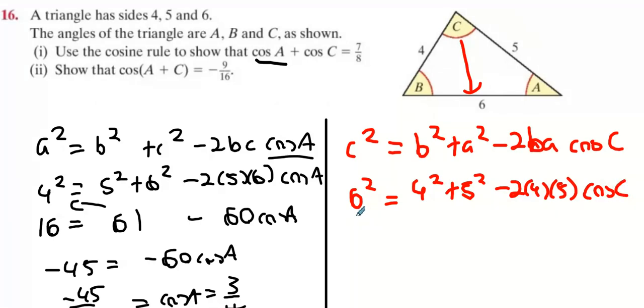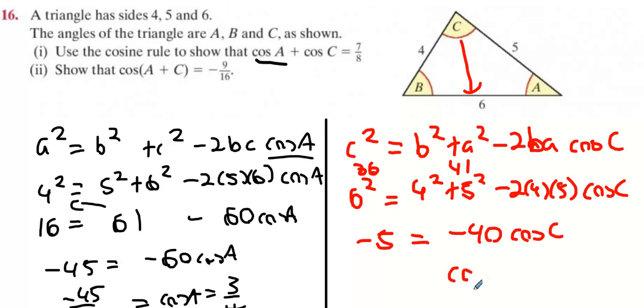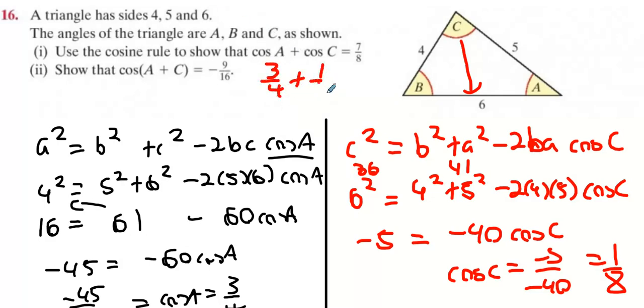Now, that's going to be 36, take away 16 and 25, which is 41. 36 take 41, minus 5. And then that'll be minus 40. And we're going to find out that cos C is 1 over 8 when we're done. Now, we're going to prove what I asked us to do up here. It's 3/4 plus 1/8. What's 3/4 plus 1/8? 7/8. So we've successfully proven what cos A plus cos C is. We all right with that?